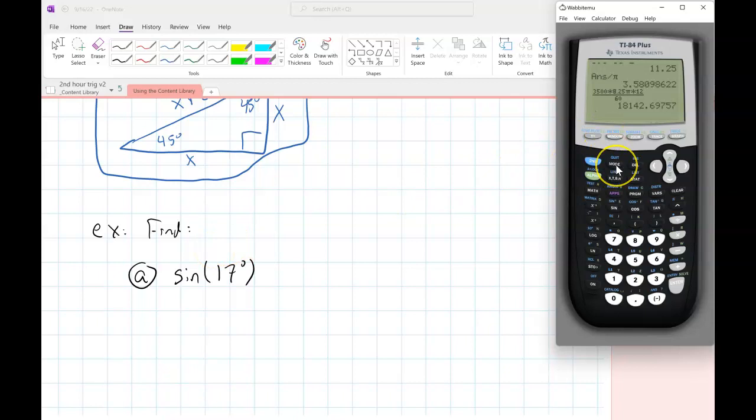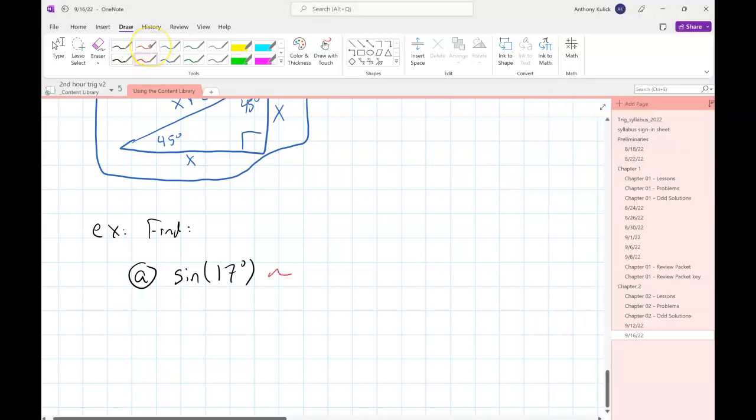Degree mode. To check that, I'm going to press the mode button right here next to the blue second. Then make sure I'm in degree mode, which I wasn't. So I've moved down and pressed enter on the degree. To get back out, I'll press second and mode. Then I can just type it in exactly as it looks, sine of 17. So I get about 0.292. I think the test should just be those.